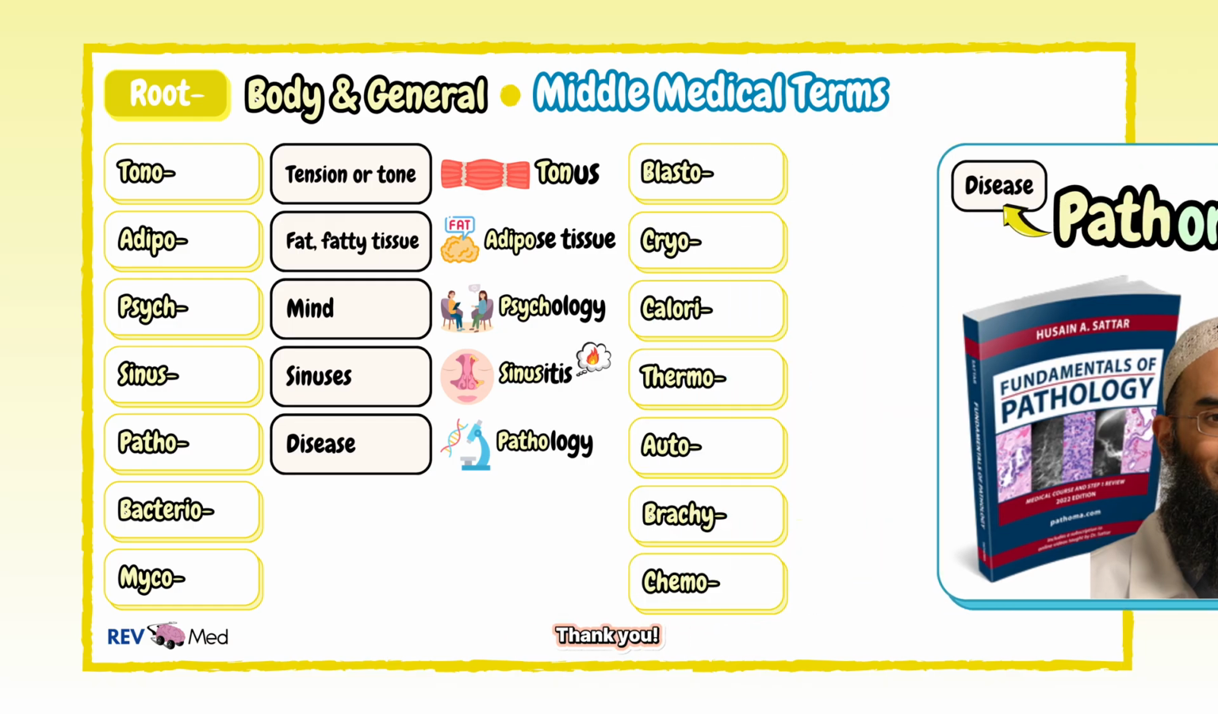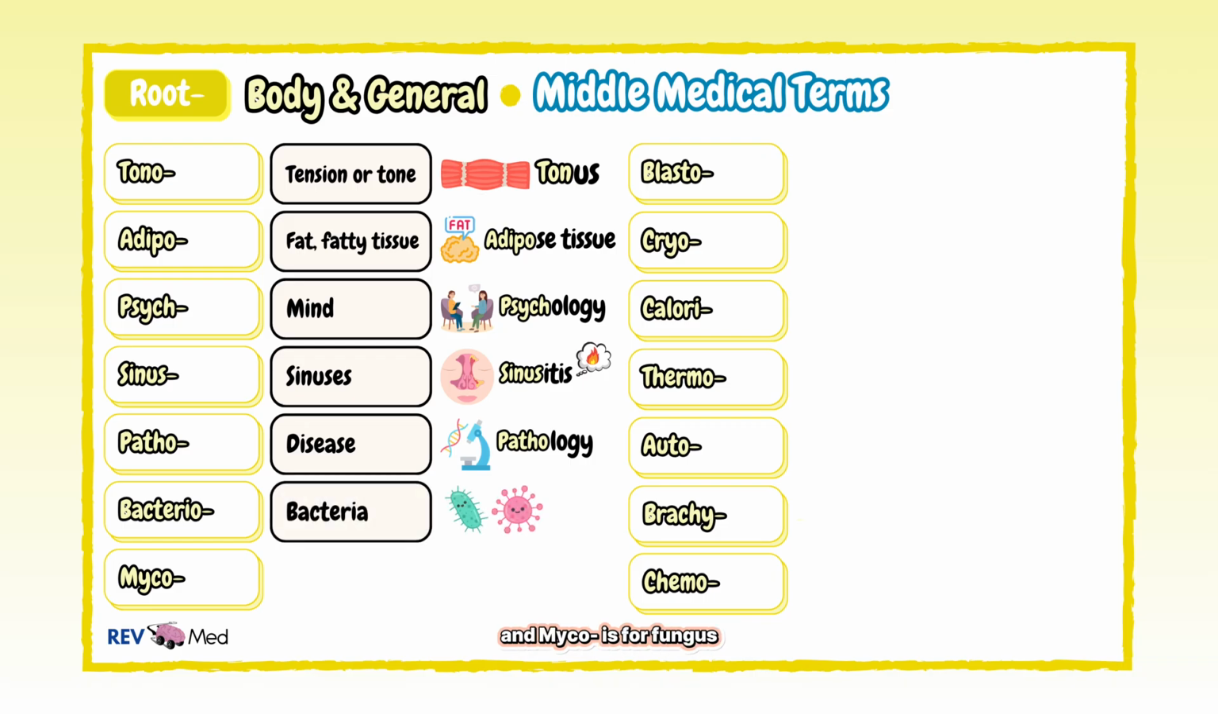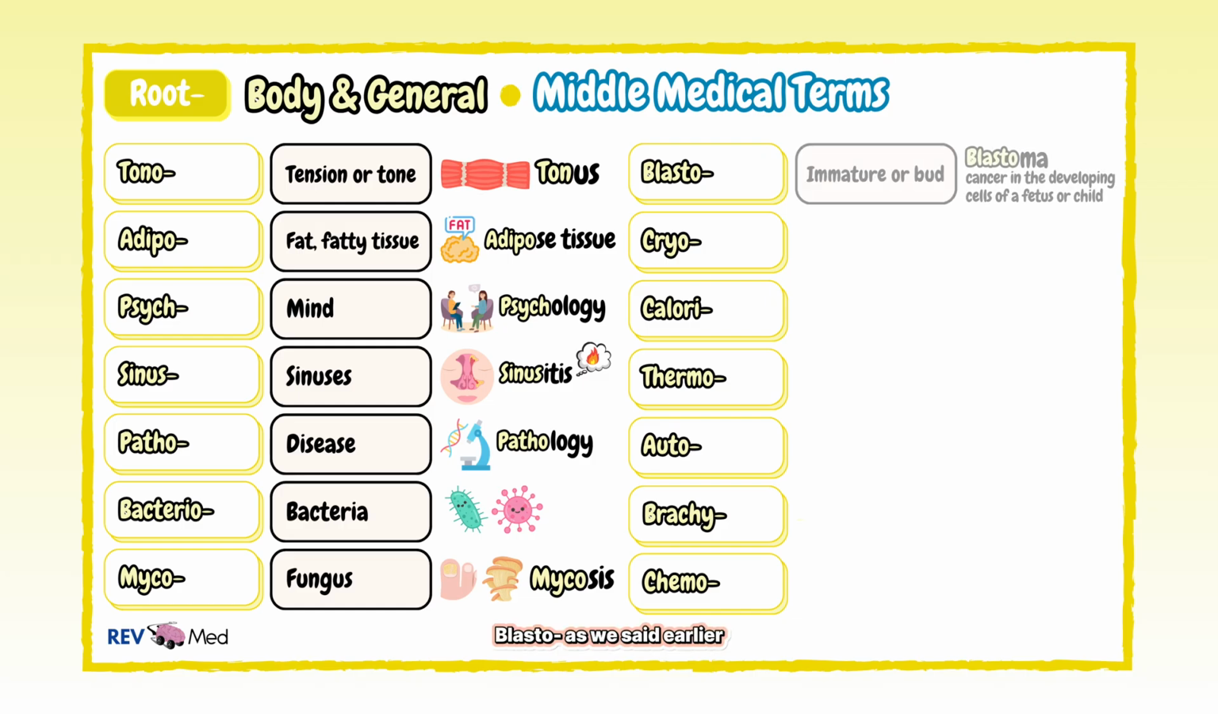Now bacterial just means bacteria, and myco is for fungus. The example mycosis is a disease caused by infection with the fungus. Blasto, as we said earlier, means immature or bud, and blastoma is, like we said, suffix oma, a cancer that affects a type of stem cell.